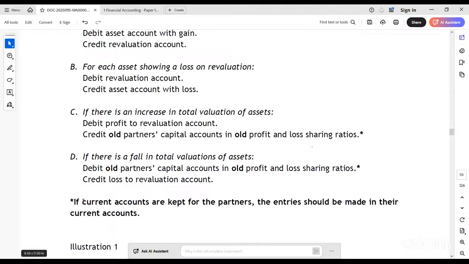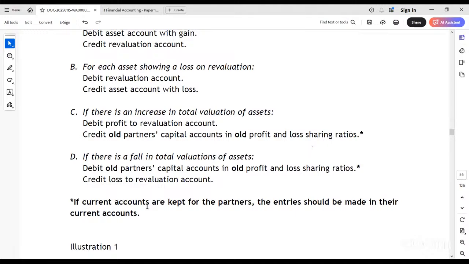There is a note that if the current accounts are kept for the partners, the entries should be made in their current accounts. Last time I talked about the current accounts and the capital accounts, and I told you that the capital account is strictly for recording the capital contributions of the partners. Things like profit shares, salaries, interest on drawings, those ones we take to the current accounts. So the current accounts will be recording the shares in profits or the shares in losses.